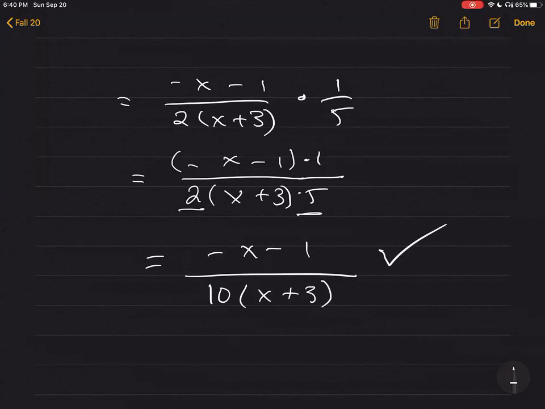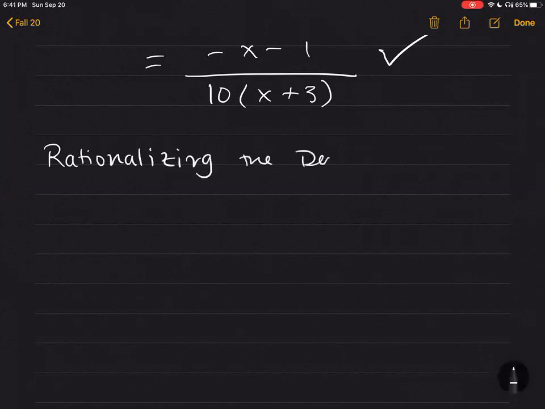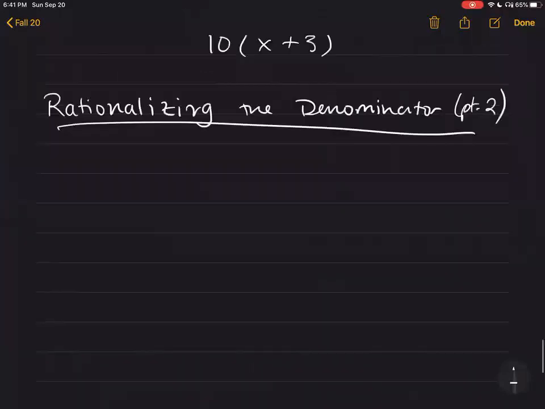There is one more topic, and some of you actually asked about this previously, and it's rationalizing the denominator, part 2, because we did talk about it earlier, but this time, what if we had something like 3 over 2 plus square root of 5? We want to rationalize this denominator, but it's a little funky because we've got that plus 2 there. So how do we do with that?